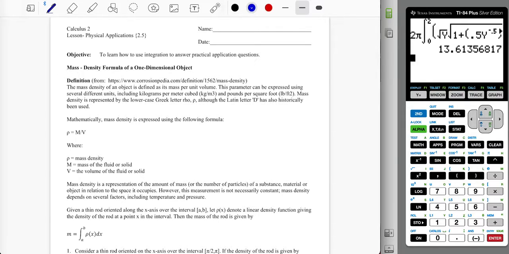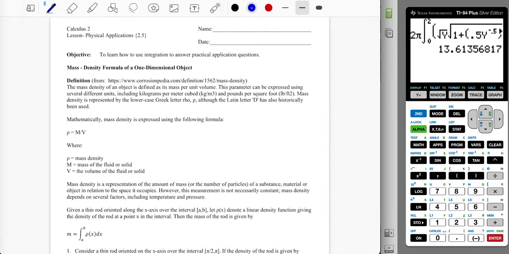All right, so it kind of begs the question, if we can figure out the unit volume, we learned techniques for finding volume, then we can find some other things associated with the physical applications like mass density. This parameter can be expressed using several different units, including kilograms per meter cubed and pounds per square foot. All right, I got to fix that notation.